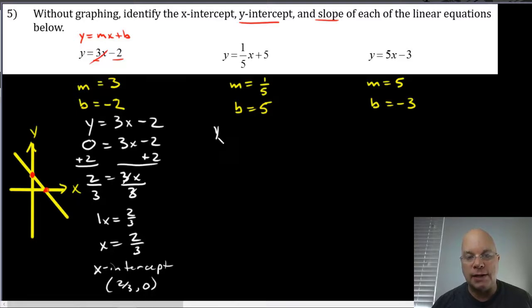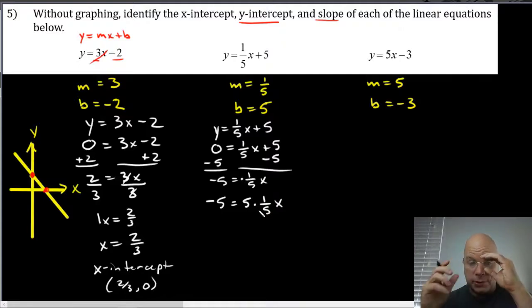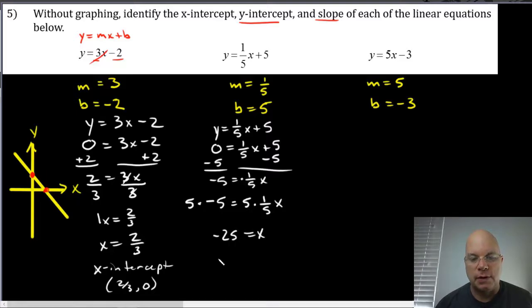We do the same thing here. Y equals 1/5 x plus 5. Set y equal to 0. Then solve for x. Subtract 5 from both sides of the equation. We get negative 5 equals 1/5 x. Multiply by 5. Maybe I'll show it on another line. 5 multiplied by 1/5 will be 1, so I'm multiplying by the reciprocal, which is the same as dividing by a fifth. But I have to multiply both sides of the equation by 5. So I get x equals 5 times negative 5, which is negative 25. So the x-intercept for this equation is negative 25, 0.